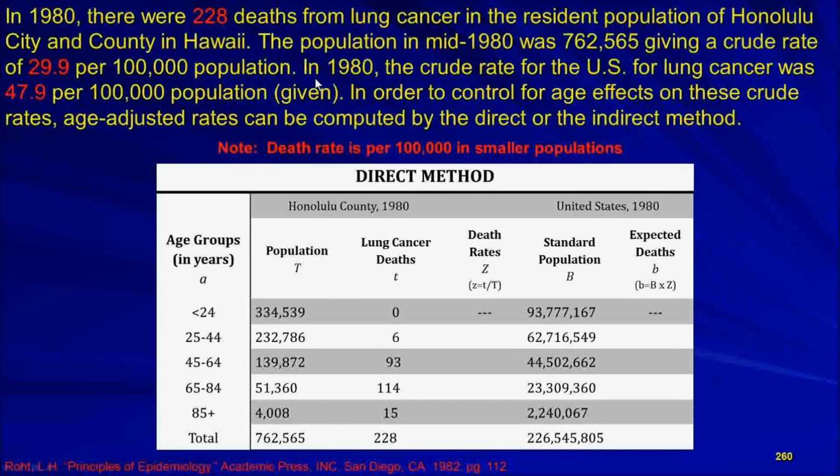This would suggest, if you just looked at it and you didn't adjust the data, that the lung cancer deaths are substantially lower, right, 29.9, than they are in the U.S. So therefore, you might draw the conclusion rather quickly, if I want to avoid lung cancer, where should I live? I ought to live in Honolulu City and County in Hawaii. Now, this might be a false conclusion, and it may not be, okay? But we'll talk about that in just a minute.